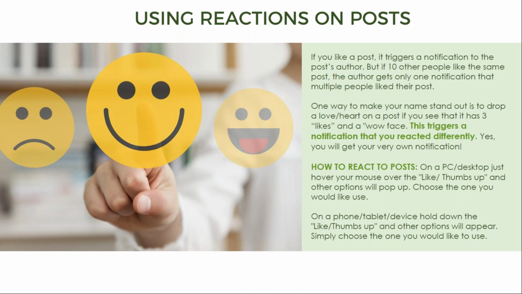If you like a post, it triggers a notification to the post author. But if 10 other people like the same post, the author gets only one notification that multiple people like their post. One way to make your name stand out is to drop a love/heart on a post if you see that it has 3 likes and a wow face already. This triggers a notification that you reacted differently. Yes, that means you will get your very own notification with your picture that they can click on and check out.